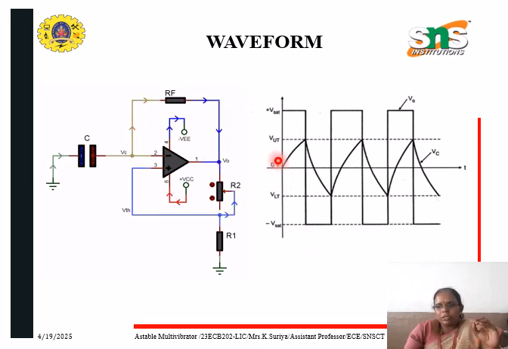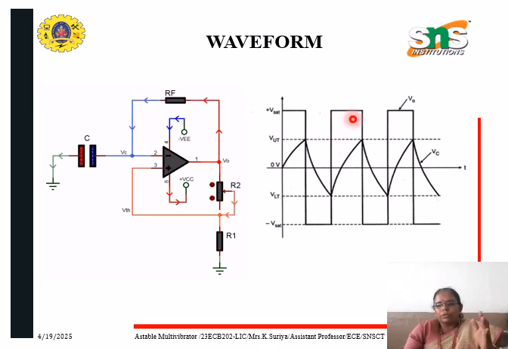So here initially, output is at plus Vsat. Your capacitor voltage starts charging until VUT is reached. Once VUT is reached, your output is switching to minus Vsat from plus Vsat. So once the output is switched, your capacitor starts discharging. So it discharges up to lower threshold voltage. So once the lower threshold voltage is reached, the output again switches back from minus Vsat to plus Vsat.